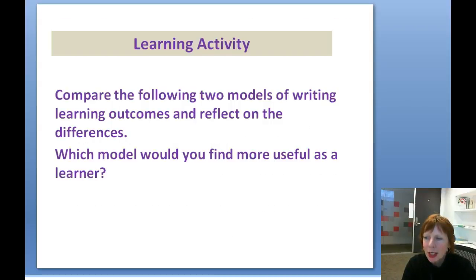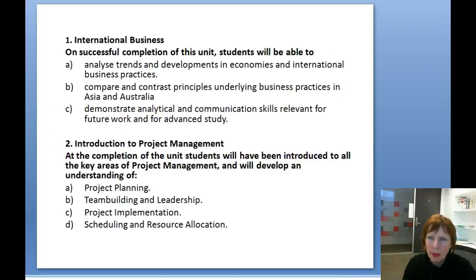Next is a learning activity to help you identify what some of the differences in how you write learning outcomes might look like. Here are two different models of writing learning outcomes. So what I'd like you to do is to first note the differences between the way in which the learning outcomes are expressed, and then to think about which of the different models you would find more useful as a learner. So what I'll do is give you 30 seconds in which to think about that, and then we'll discuss them.